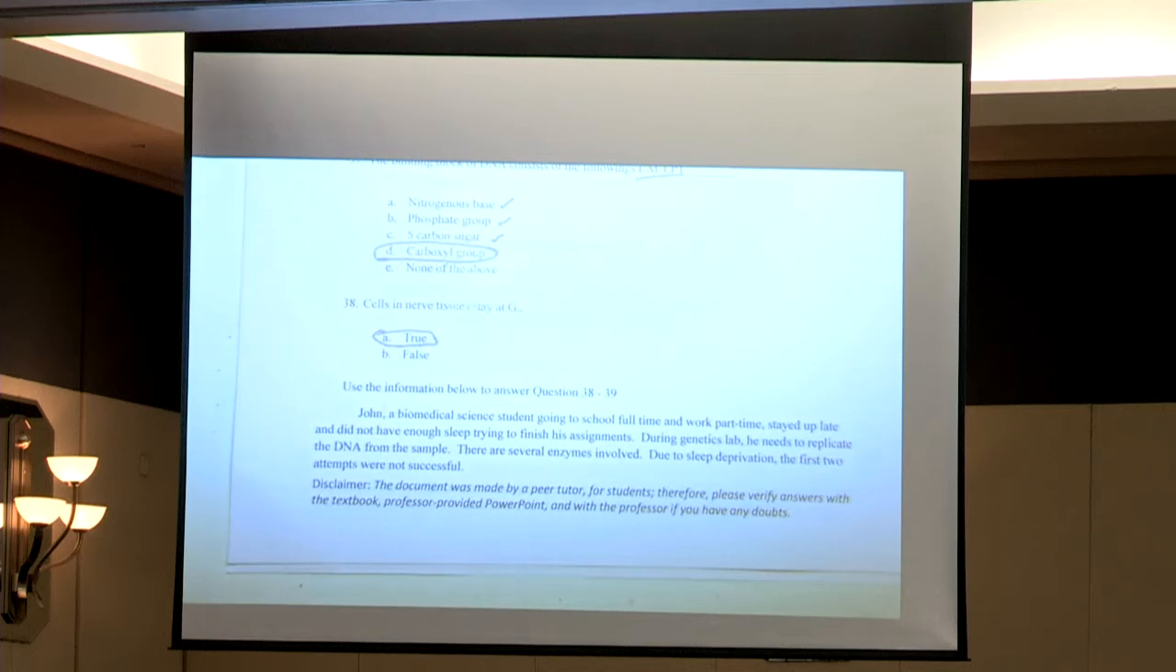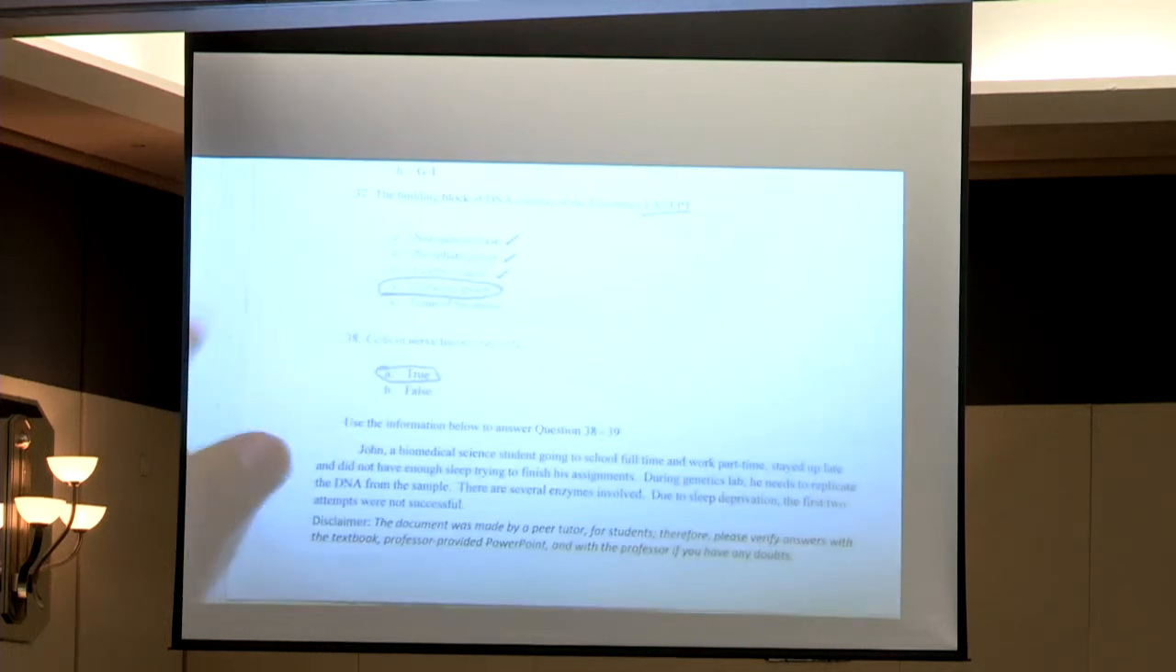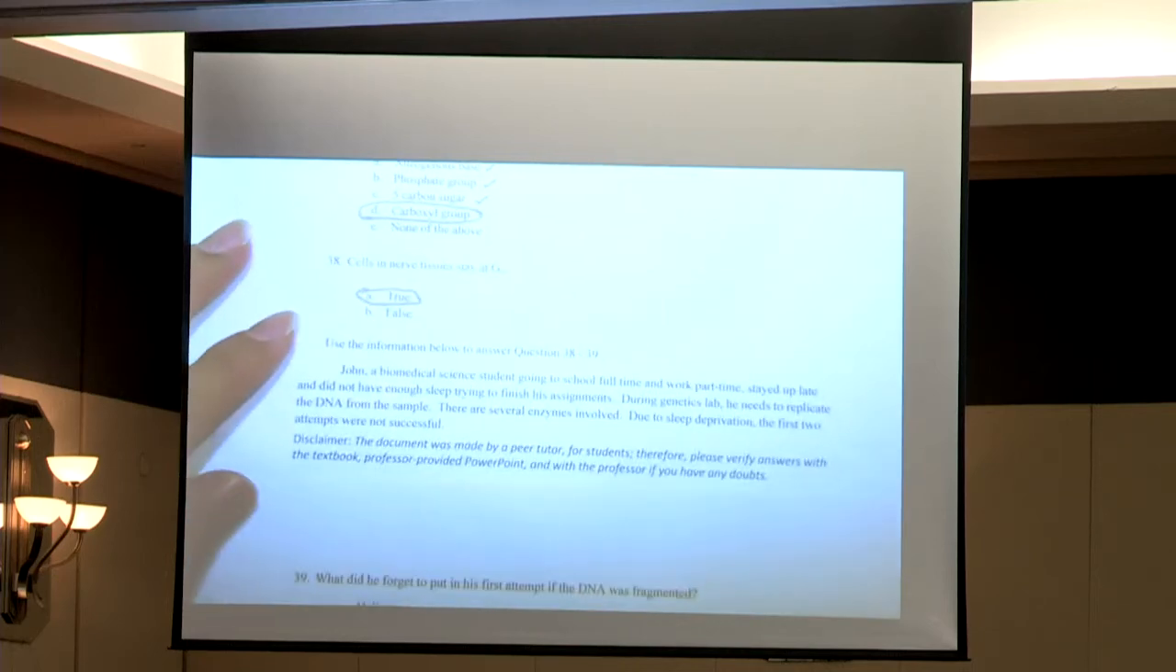Next one, the information talks about John, a biomedical science student going to school full-time and working part-time, staying up late and not getting enough sleep, trying to finish his assignments. During genetic lab, he needs to replicate the DNA from the sample. There are several enzymes involved. Due to sleep deprivation, the first 2 attempts were not successful. So then, they will ask a question, I guess.